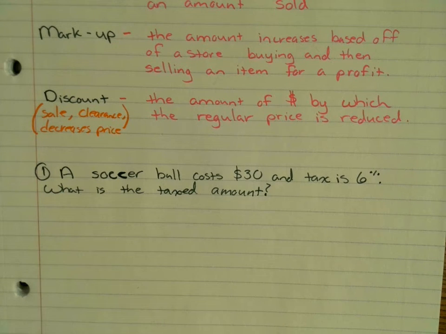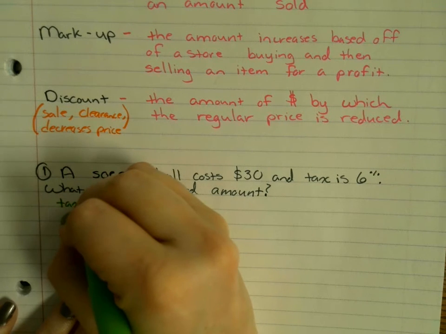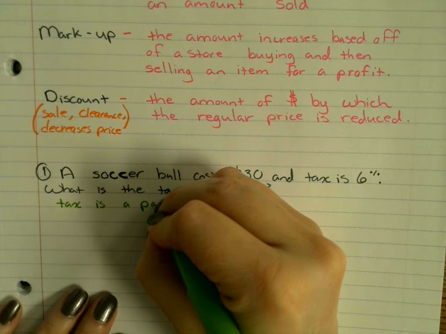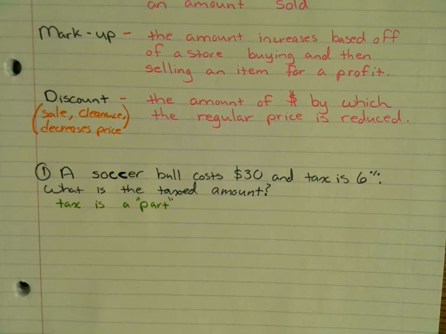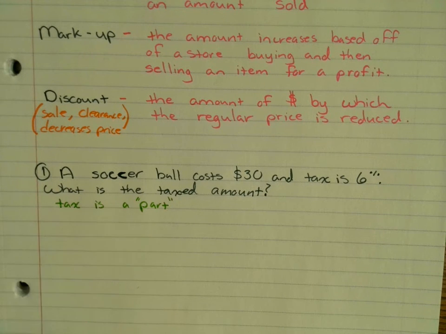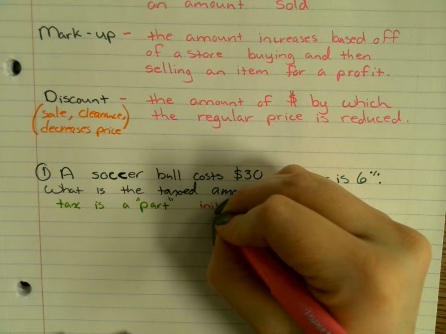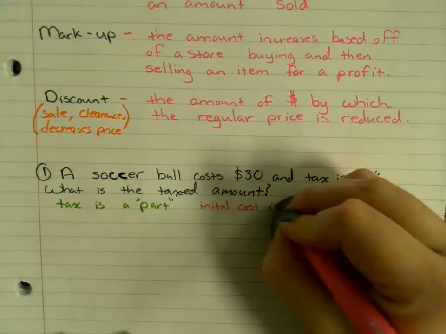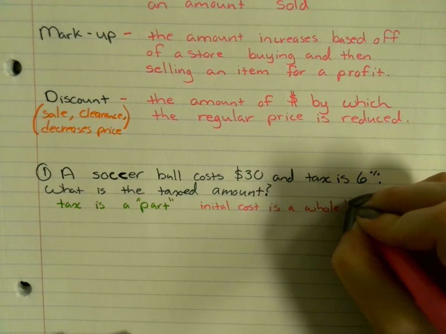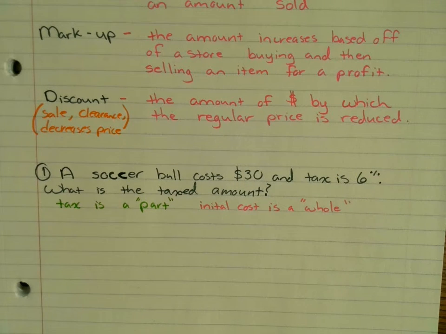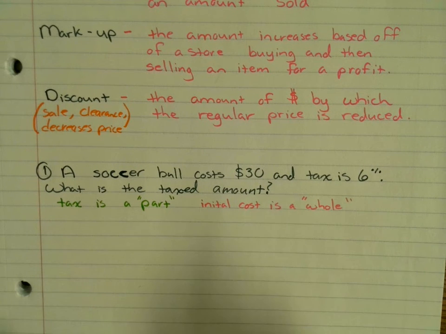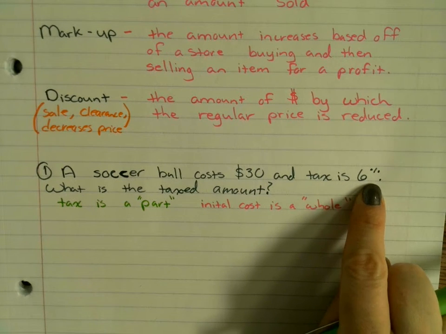Okay, so when we set this up, it's important that you understand that tax is a part. So when we're setting these problems up as part over whole equals percent over 100, your tax is considered to be the part. Your initial cost is going to be the whole. So right now we don't know the taxed amount, but we do know the tax percentage.